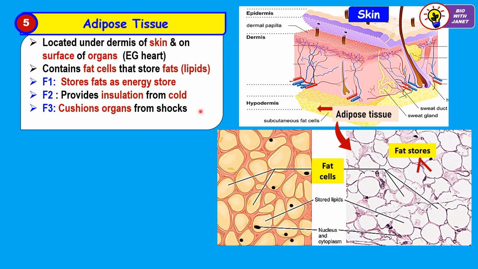Next, it cushions the organs from shocks, as we have discussed just now. For example, the fats that surround organs like the heart and other organs will help to absorb shock during movement.